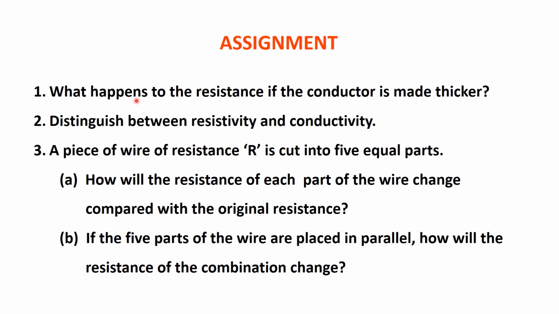So here you see: what happens to the resistance if the conductor is made thicker? We already saw how area of cross section affects the resistance. Greater the area of cross section, the resistance will be less, or more current passes through the conductor. Then, distinguish between resistivity and conductivity. You know the definition of resistivity, the definition of conductivity, the formula and the unit of both. So if you put all these in a table, you can answer this question.